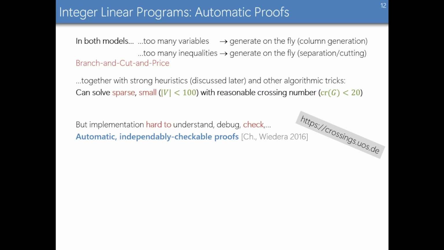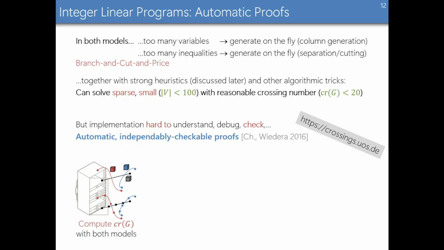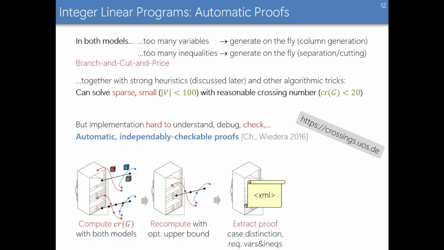Well, typically not, but there is a way to generate independent checkable proofs from it, and you can even do it online. And the idea is that you have the compute server somewhere which solves both of these ILP models, and it computes the crossing number. And once I know the crossing number, I can restart the computation now that I have the perfect upper bound, because I know the solution, and I just recompute it. And from this recomputation, I can then extract a proof, just an XML file that describes the situation why the crossing number has to be as such.